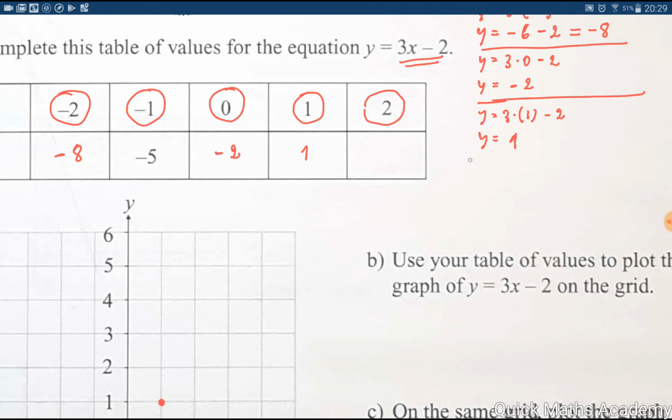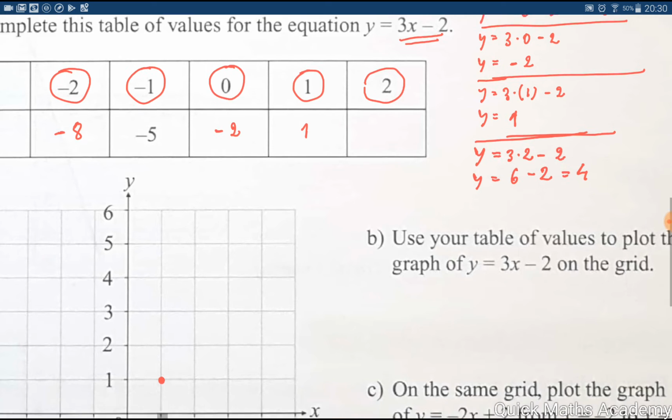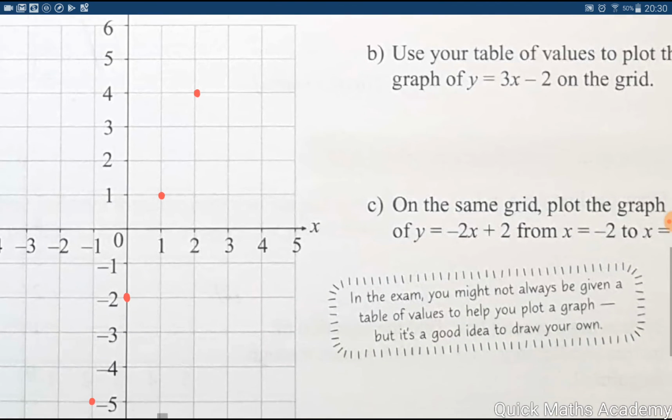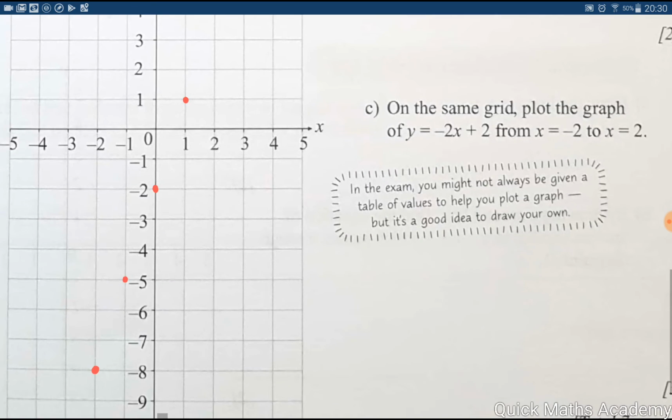And finally, if x equals 2, my y will be 3 times 2 minus 2. So my y will be 6 minus 2, which is 4. So that gives me the point 2, 4. Okay, so you can see this is a line.